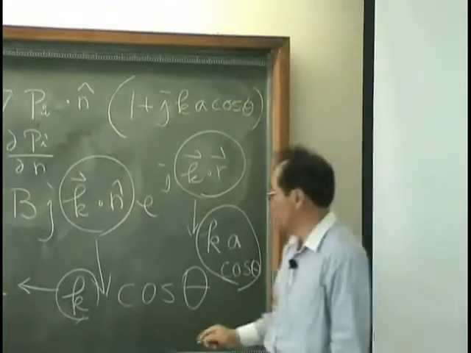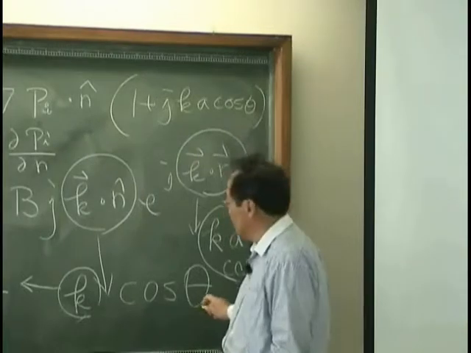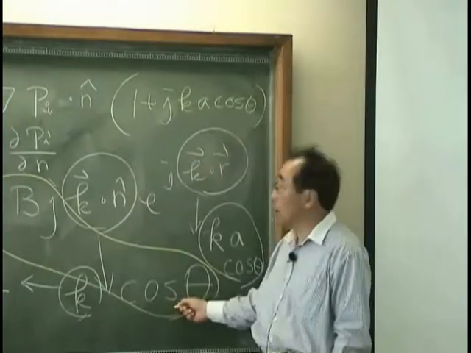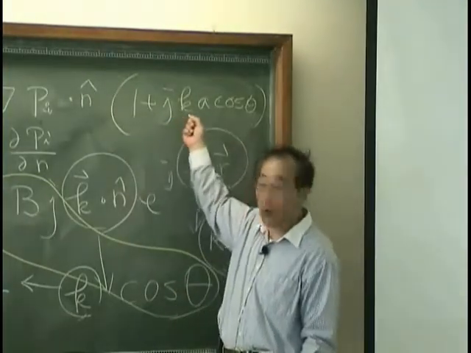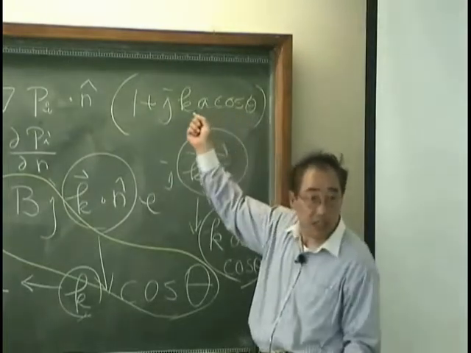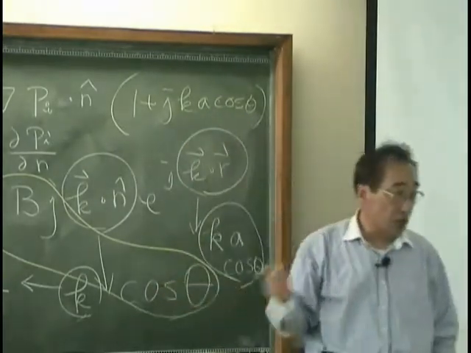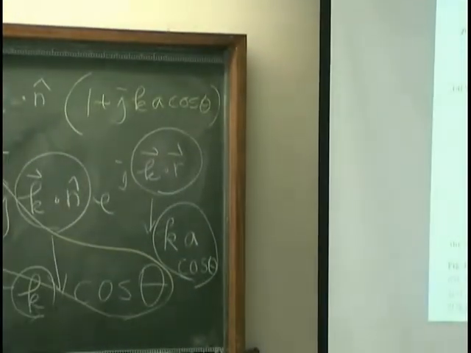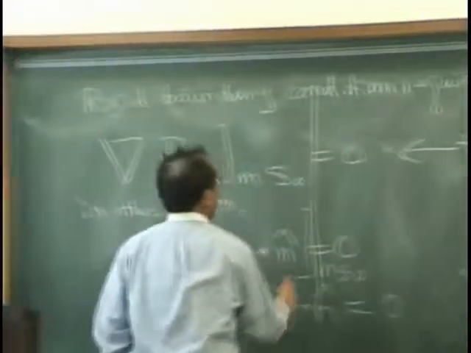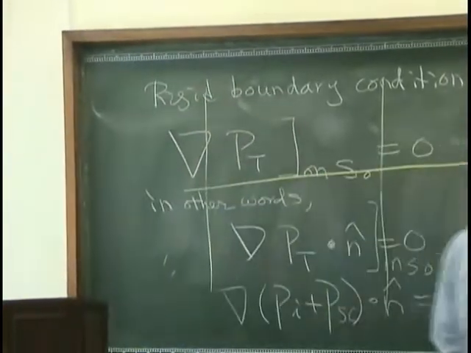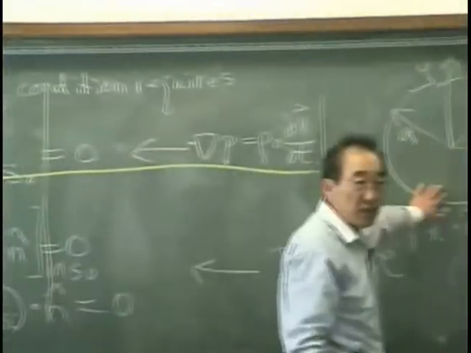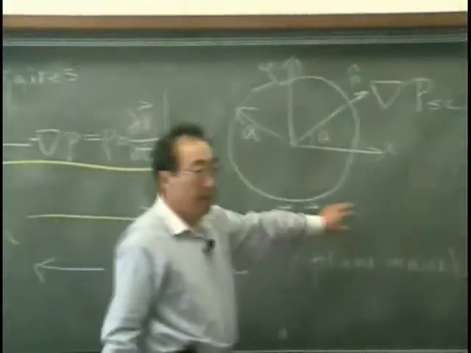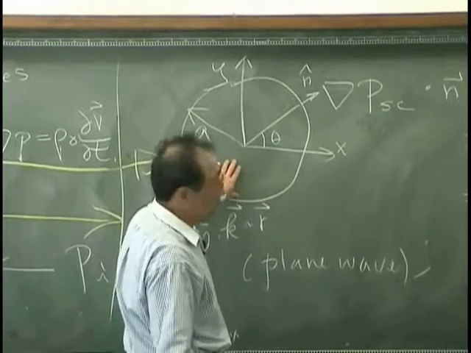This is the highlight. Now I can argue that the scatterer has velocity, this term multiplied by 1 plus j ka cosine theta, when the wavelength is large compared with a. In other words, the wavelength is very large and coming in this direction to this scatterer, and the wavelength is lambda.